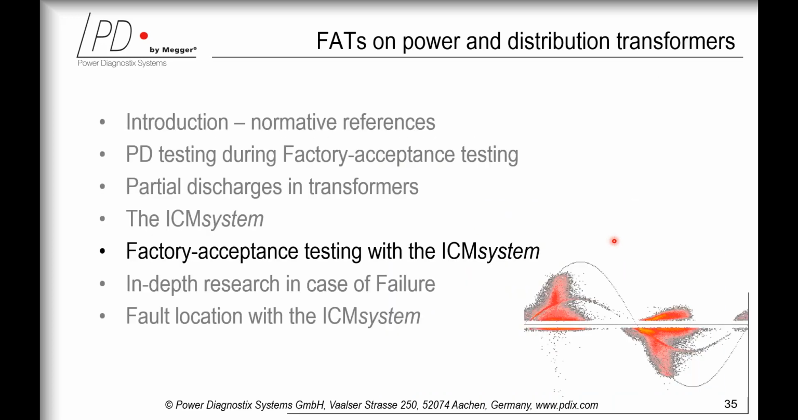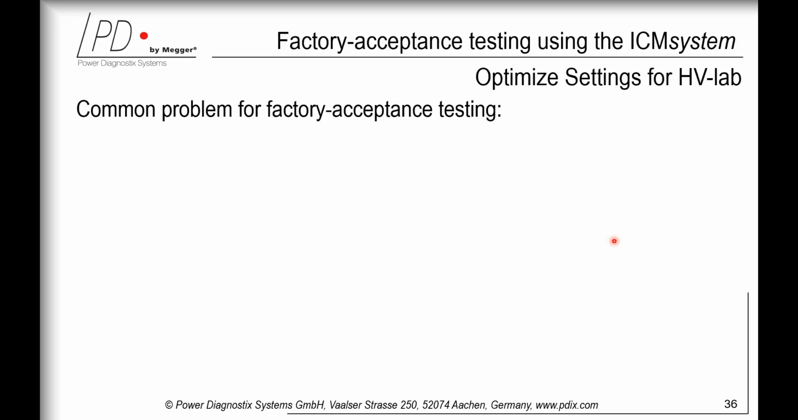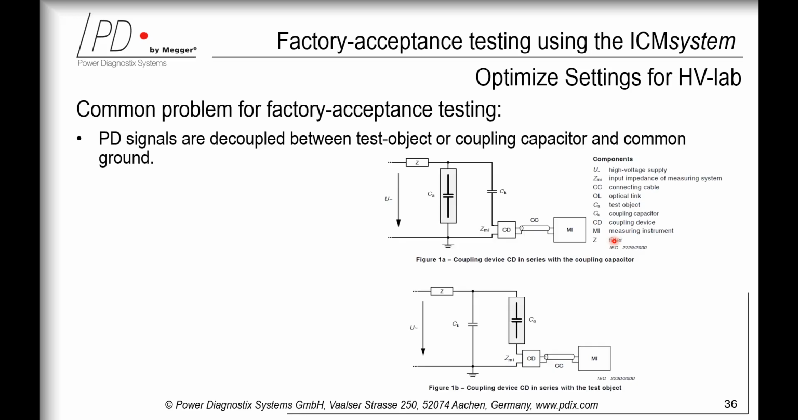So after the overview of the software, let's now take a look at how to do a factory acceptance test, which often faces a major obstacle in the beginning. A common problem for any kind of PD measurement is picking up high frequent disturbances radiated by the surrounding equipment during the measurement. To understand why that's happening, it's helpful to consider the following points.